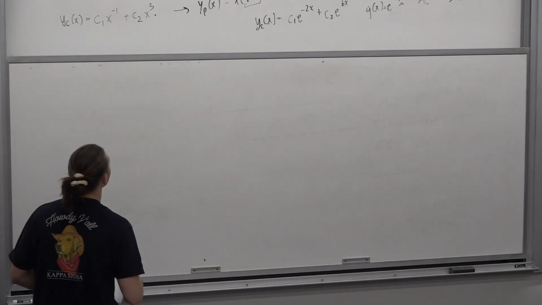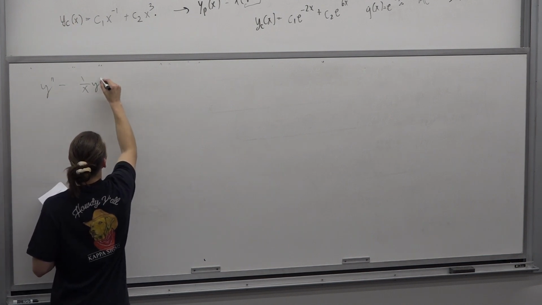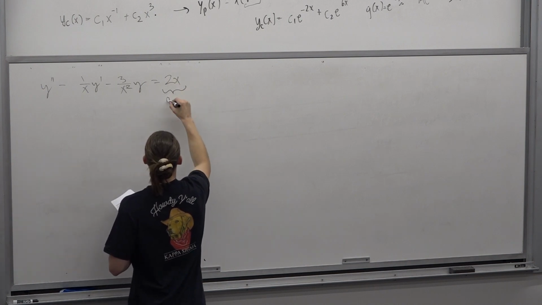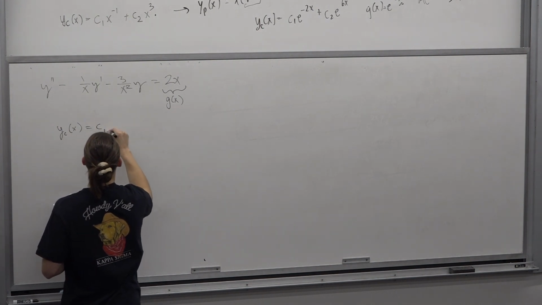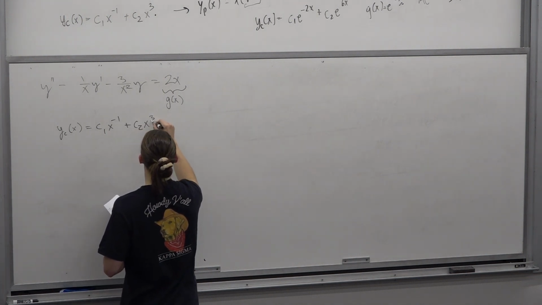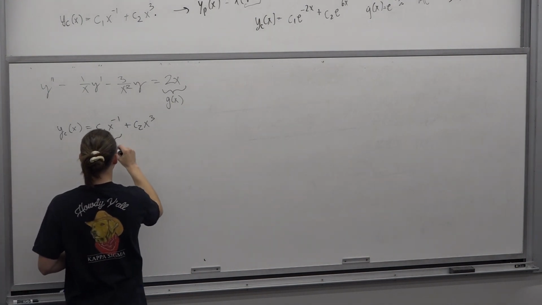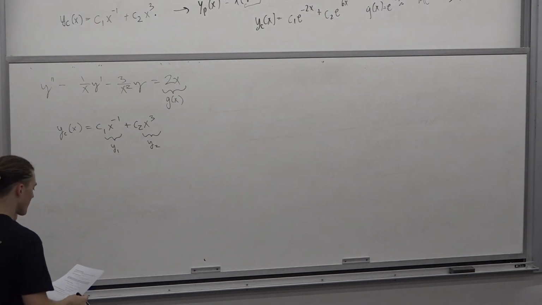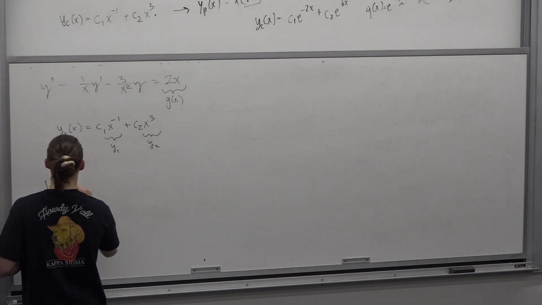Alright, so let me rewrite that equation. So we have a new g of x, but we already have our complementary solution. So we know our y1 and our y2. So we start by calculating the Wronskian.